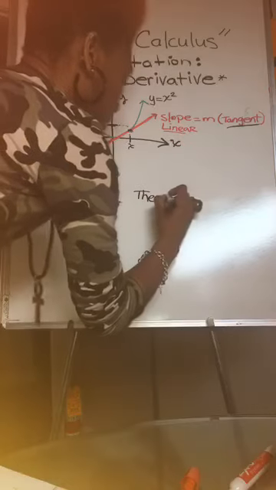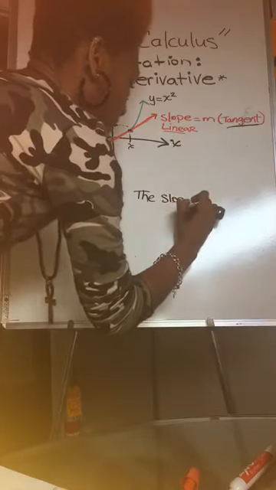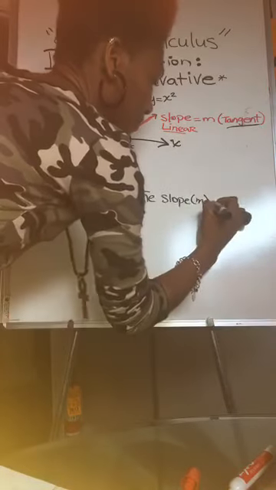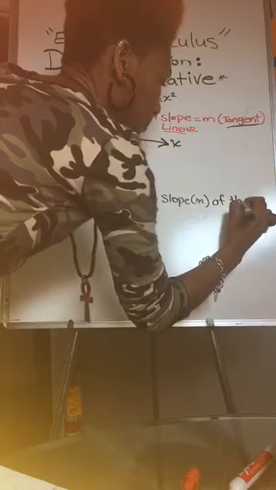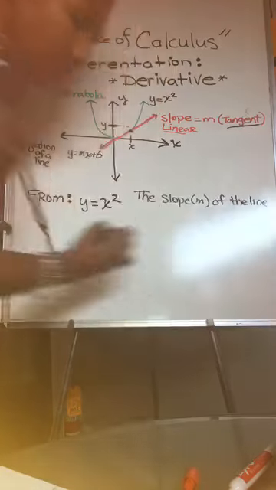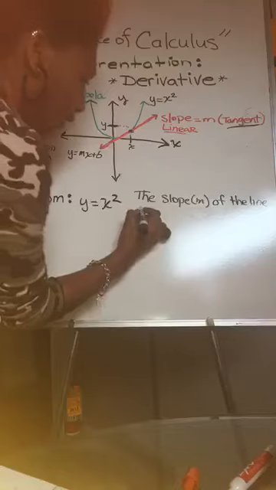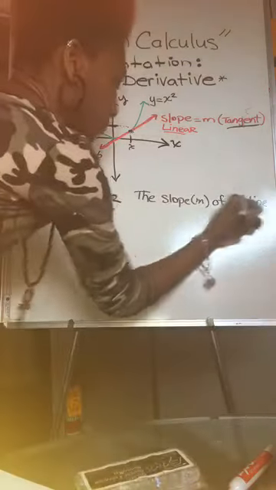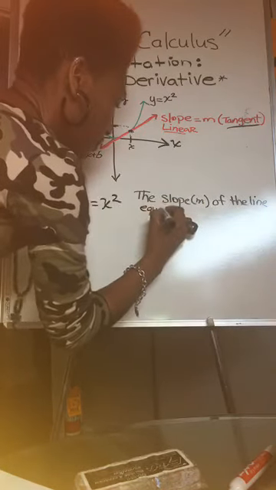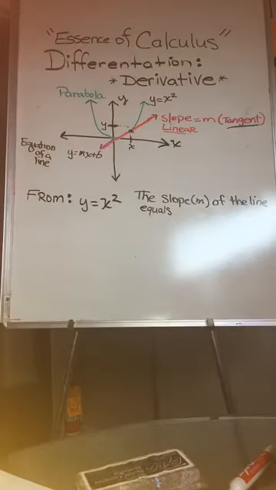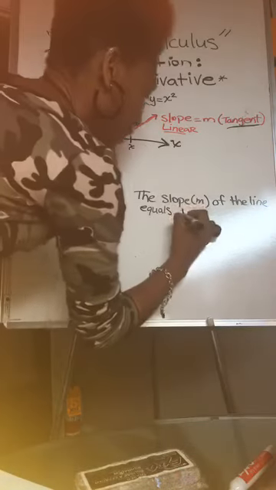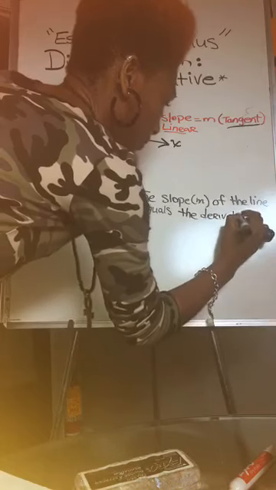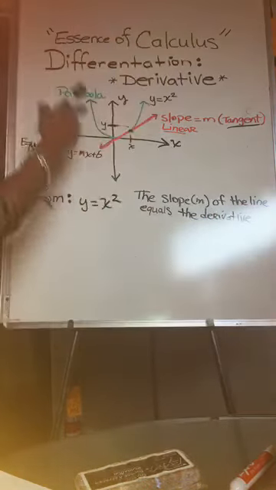The slope, which is my m, okay, the slope of the line equals, well, let me write that out. I don't want to abbreviate that. Equals the derivative. Here's that word, derivative. That's what we're doing. We're going to take the derivative of this function.